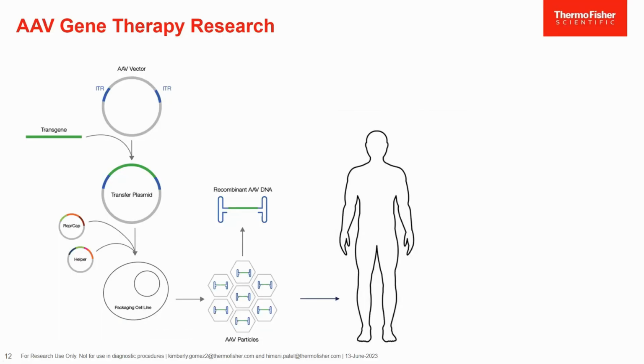Thanks, Himani. AAV, or adeno-associated virus, is a viral vector typically used in gene therapy. AAVs are traditionally made by performing triple transfection using 3 plasmids. One would be a transfer plasmid that contains your gene of interest, or your transgene, and that transgene is flanked by 2 ITR regions. A second plasmid would contain rep and cap genes to make your rep and cap proteins, and a helper plasmid that contains genes for mediating AAV replication in the packaging cell line. AAV is then harvested from the packaging cell, purified, characterized, and eventually administered to people as a therapeutic.